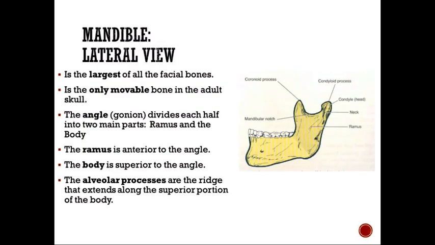Here we're looking at the mandible. Now this is a lateral perspective. The mandible is the largest of all the facial bones and is the only movable bone in the adult skull. The angle or gonion of the mandible divides each half into 2 main parts, the ramus and the body. Now the ramus is anterior to the angle while the body is superior to the angle, and the alveolar processes are the ridge that extend along the superior portion of the body.